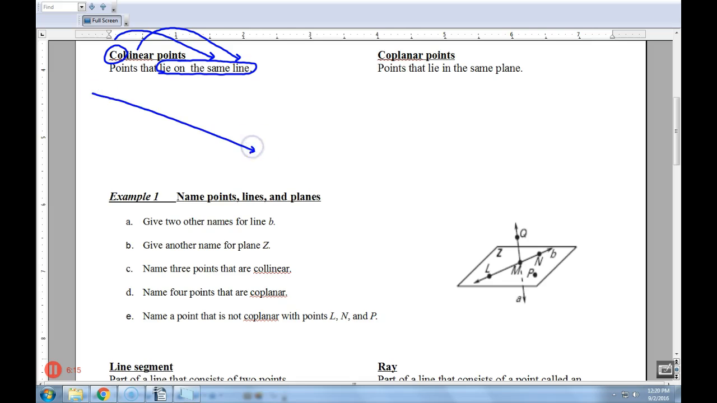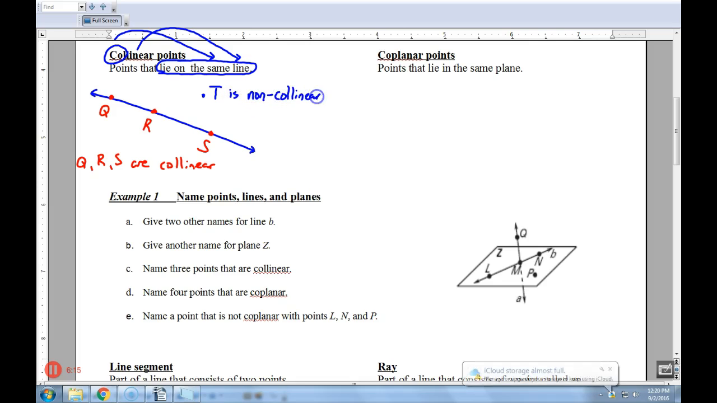I'm going to draw a line here, and I'm just going to put a few points on here. Let's put on Q, R, and S. And so I would say that Q, R, and S are collinear. And then if I have a point somewhere else, like maybe this point T is just chilling up in space somewhere, point T is not collinear, or non-collinear. So I'm going to put non, meaning not, collinear.